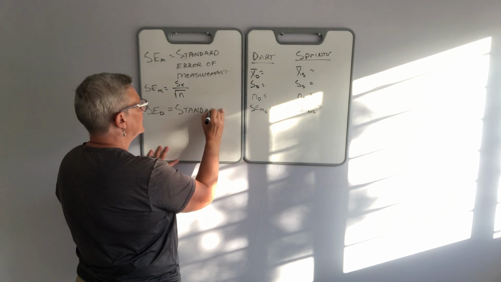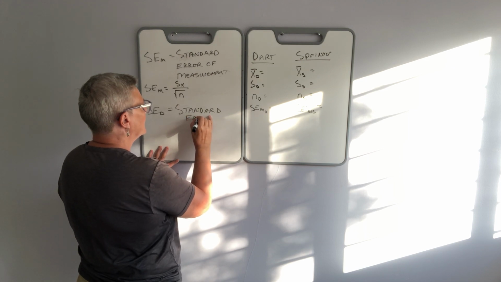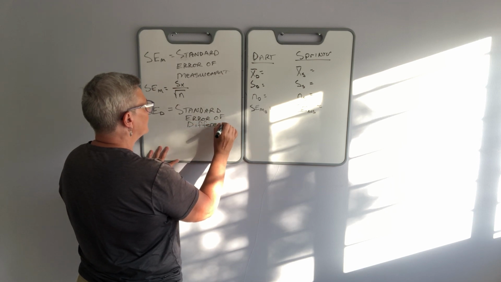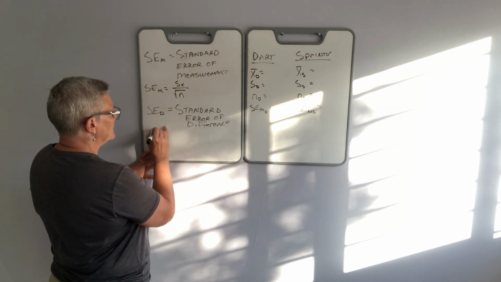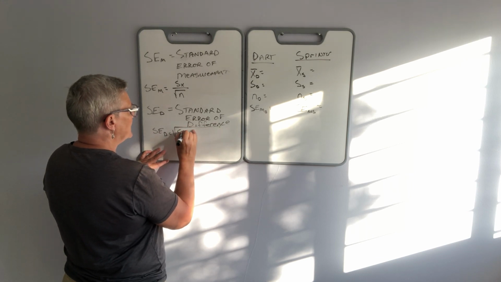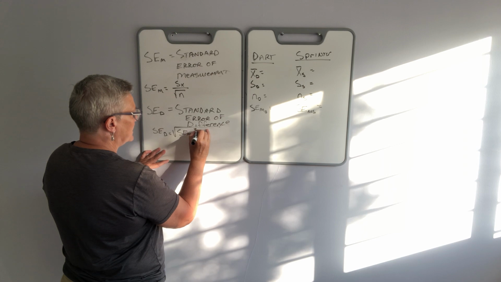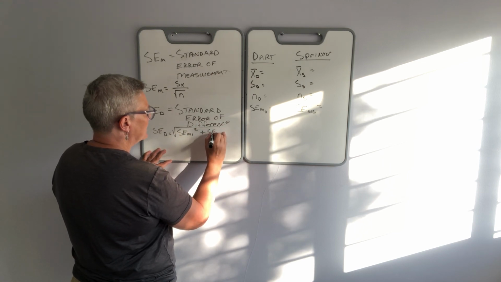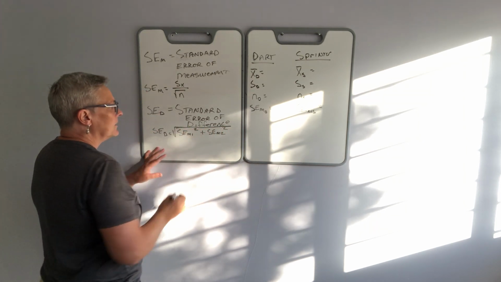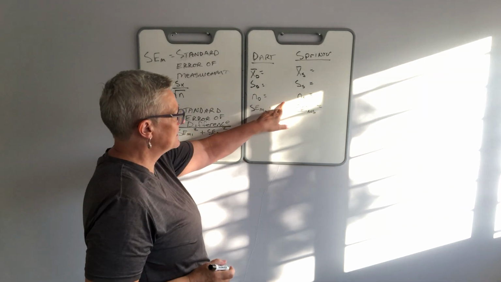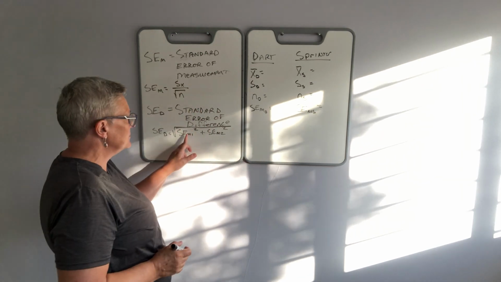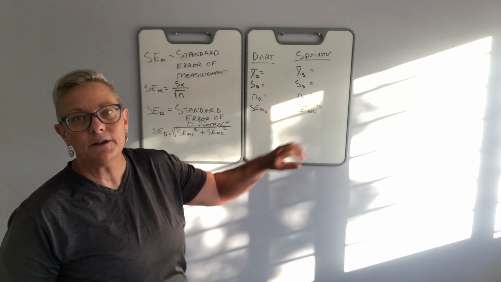Standard error of difference. I'm going to run out of room here, okay? The standard error of difference formula is the square root of the standard error of measurement 1 squared plus the standard error of measurement 2 squared. Order matters here. You take this number and you square it and you put it here. You take this number and square it and put it here. And then you add these two things together and then take the square root of it.